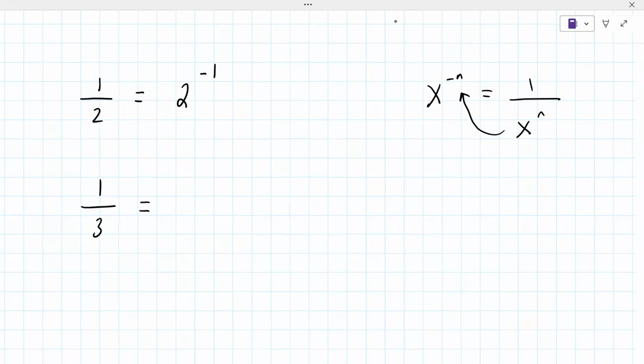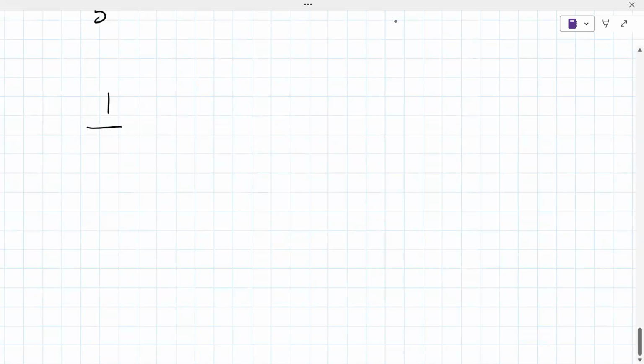3 to the -1. Okay. About 1/5, what would that be? 5 to the -1. Good. Now this is where it gets a little bit more complicated. Let's say it's 1/4. There's a couple of ways to write it. What's the first way, based on what we're doing the last three problems? 4 to the -1.